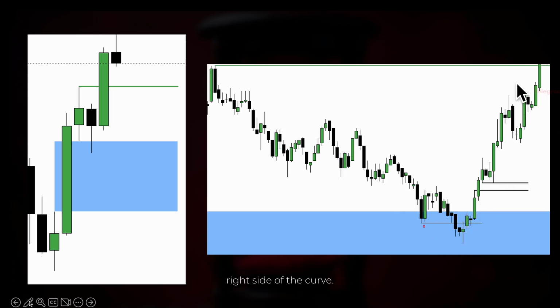This is the right side of the curve. Notice that we traded into that imbalance right here. We initially formed the low inside of there, we retrace higher, have one more push towards the downside, and then the market begins to accelerate towards the upside. And from that moment in time, the buy program is taking place. Higher time frame expansion, followed by a retracement, followed by an expansion, is a lower time frame market maker model.